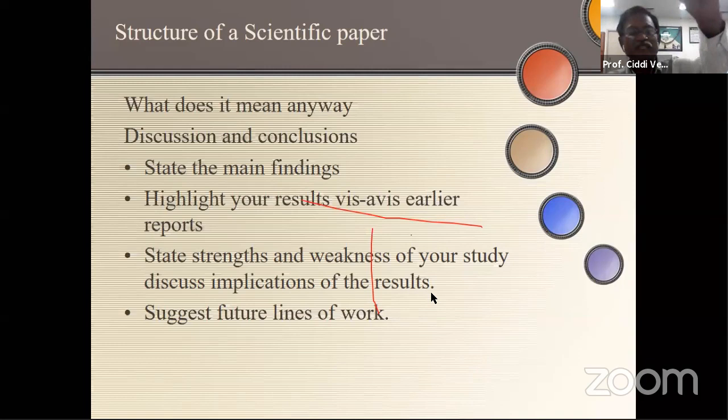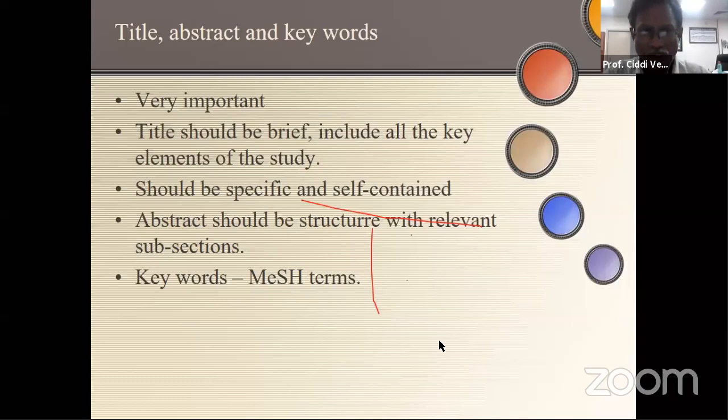And then, as I told you, title, abstract, and keywords are at the end. These are very, very important. First, everybody goes through your abstract. So the abstract should have a title, should be very brief, include all the key elements, and be specific and self-contained. The abstract should be structured with the relevant subsections, and keywords. Only with the keywords are people able to search for your papers. So keywords are very, very important. You give appropriate keywords, at least 5 to 6.